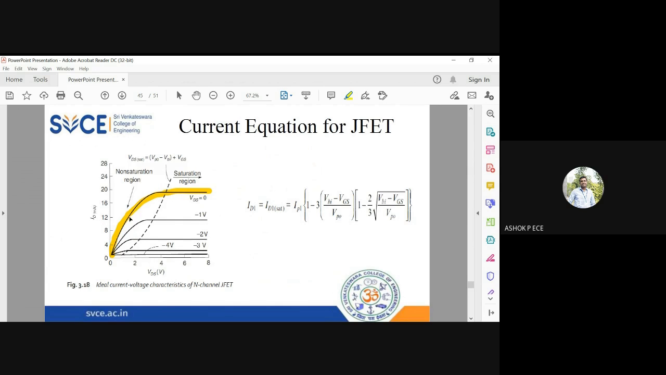This is your linear region where you can use MOSFET as your amplifier. This is the region where you will use your JFET or MOSFET as your switch. Saturation, now the device is turned on. The device is in on state.